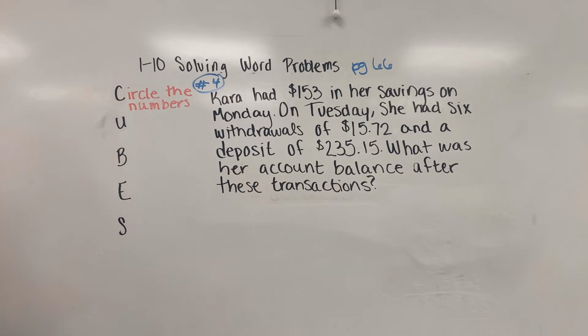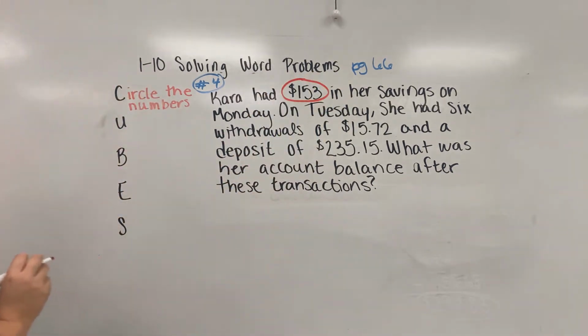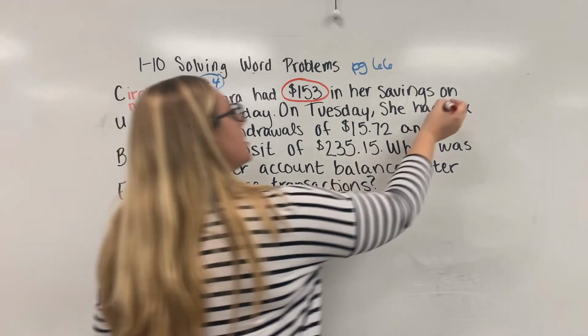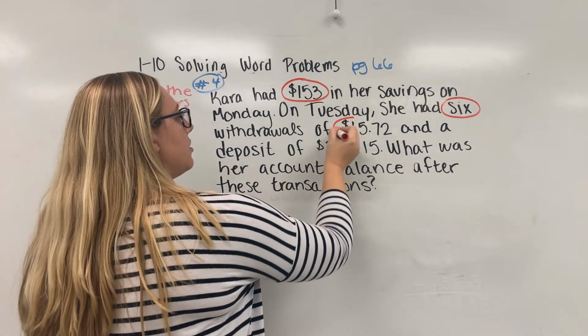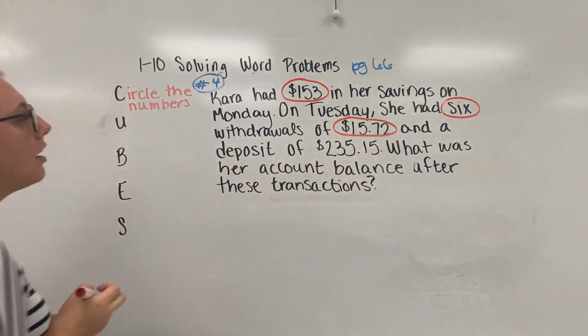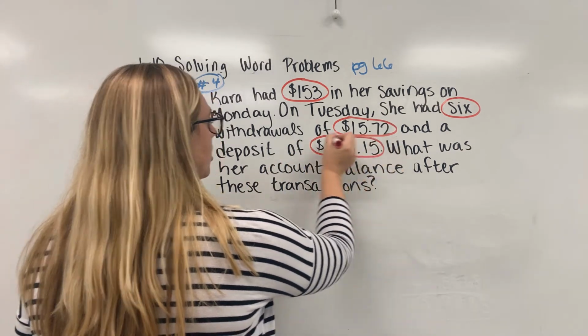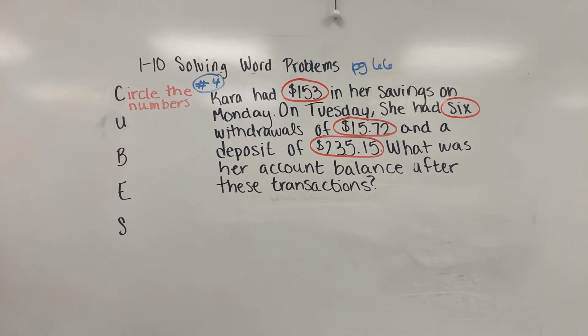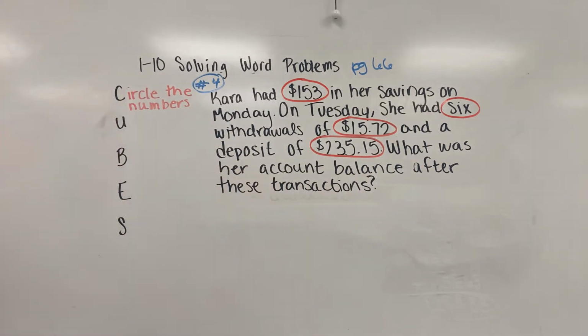So I'm going to read through my question, and every number that I see, I'm just going to put a red circle around it. So in my question, I have Kara has $153 in her savings on Monday. On Tuesday, she had, that's another number there, 6 withdrawals of $15.72 and a deposit of $235. We want to know what is her account balance after these transactions. So I have these 4 numbers here. I've circled them also. That way I know the numbers I'm going to be dealing with in my problem.